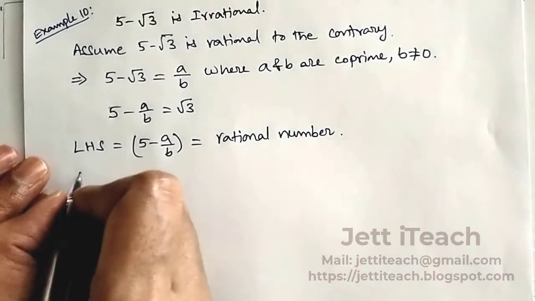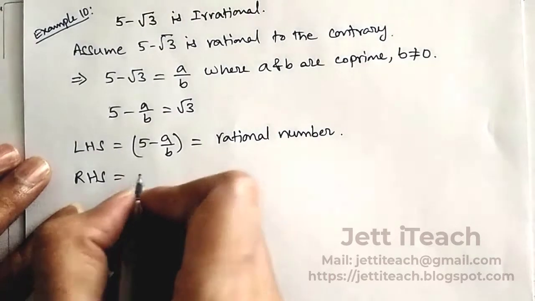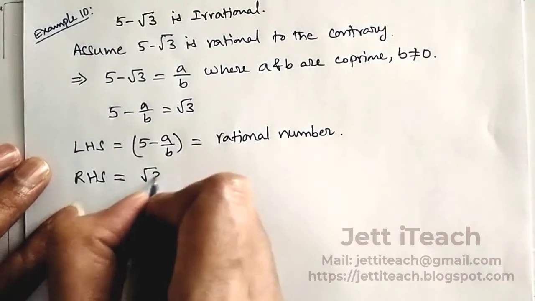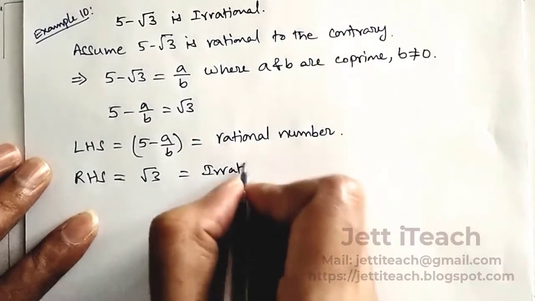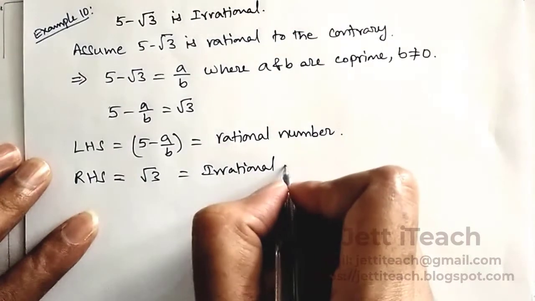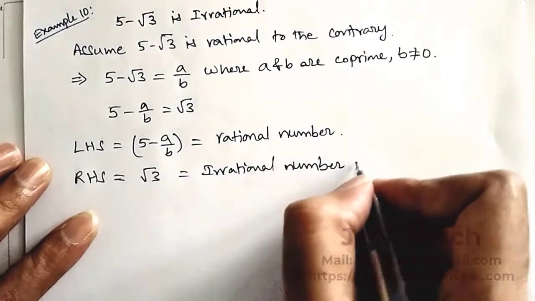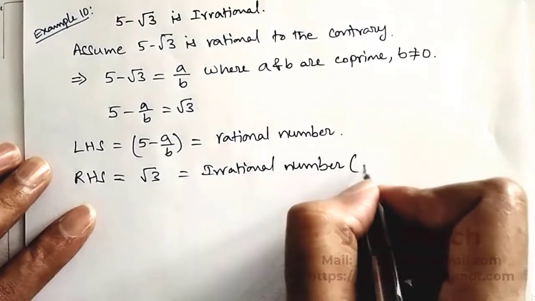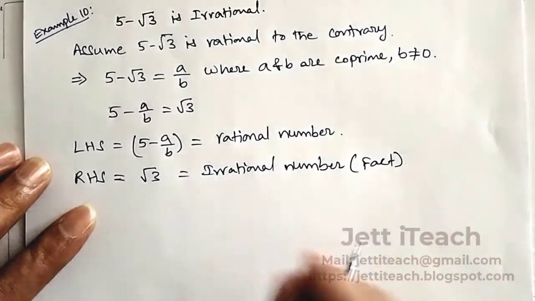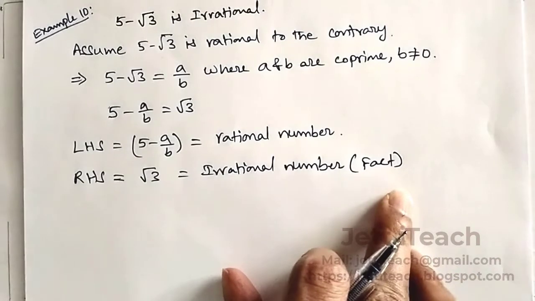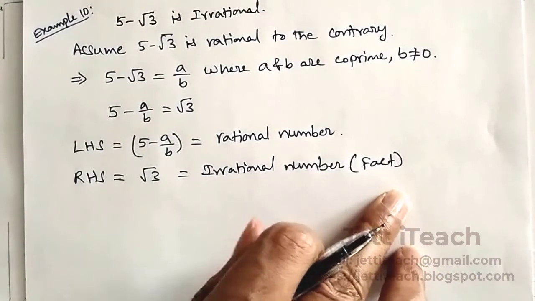Okay, you can have a look at RHS. RHS equal to root 3. It is an irrational number. How do you know that it is an irrational number? It is a fact. Okay, in earlier theorems and questions we proved this one. Root 3 is an irrational number.